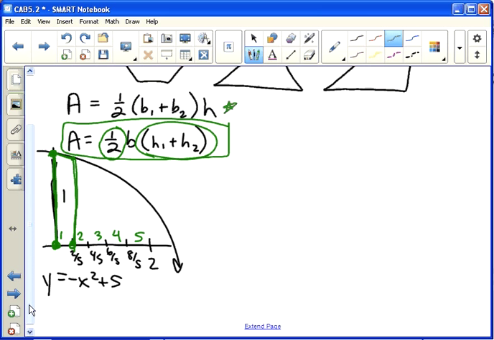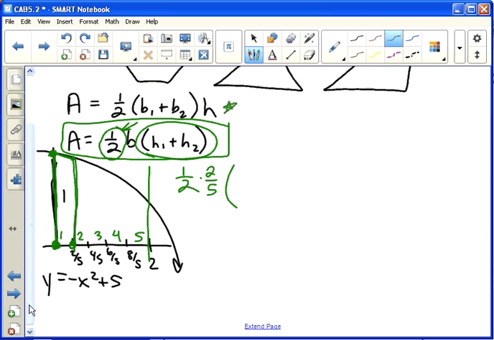First of all, this 1/2 is going to be used for all of them. So instead of writing it over and over, let's just put a 1/2 out front. For this particular problem, the base is going to be the same for all of them. The base is again 2/5, so I'm going to put that out front. Now I need to put in my height 1 plus my height 2.